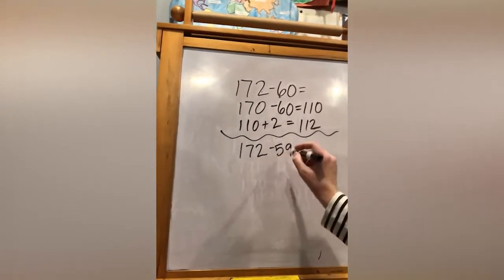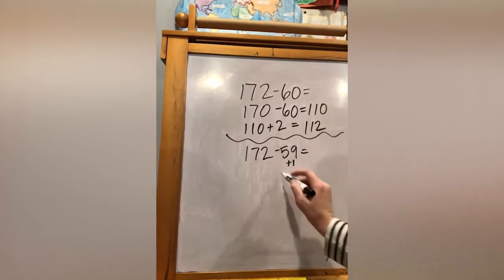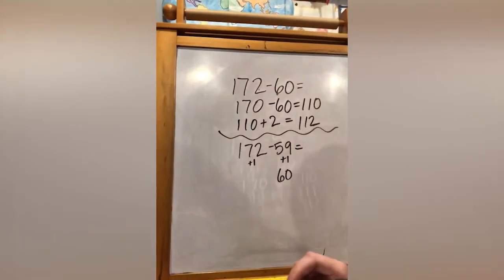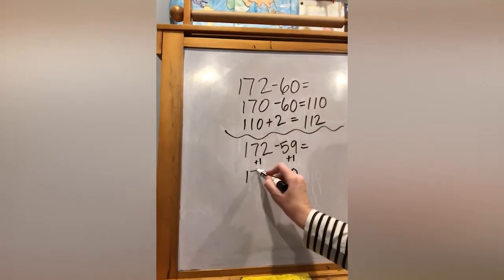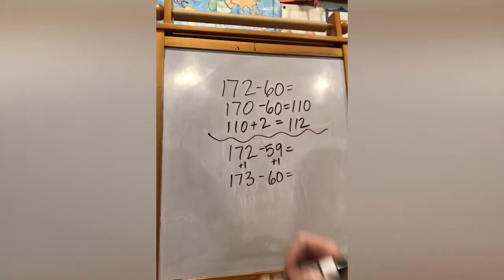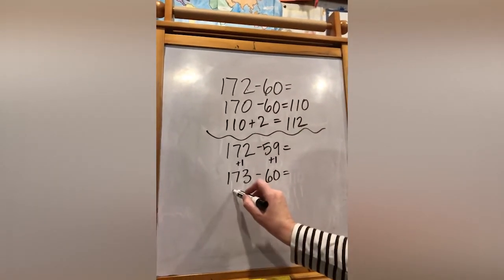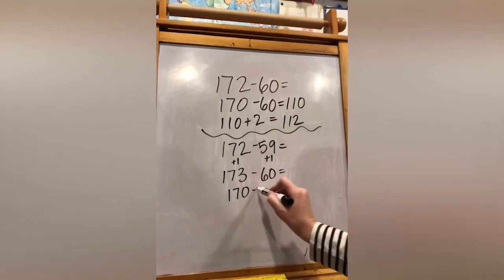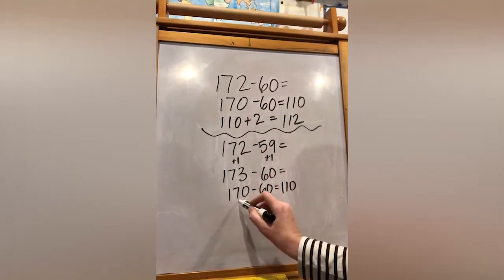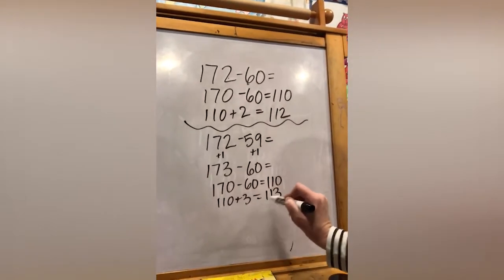I would add 1 to 59, and then I would add 1 to 172. Okay. And then it would be 173 minus 60, which you could just do, 170 minus 60 is 110, and then you add 3 more. Okay, so then you have to add those 3 back in, and this time we get 113.